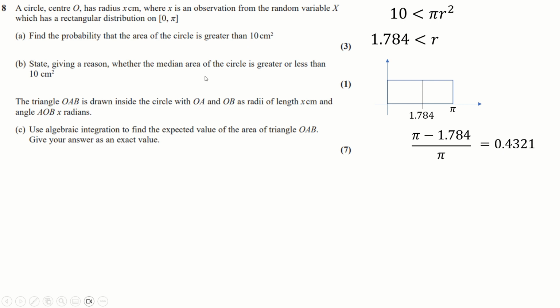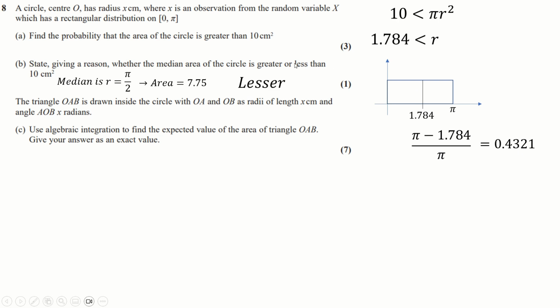State with a reason whether or not the median is bigger or less than 10. Now, there's a couple of ways you can do this, but what I just thought immediately was that the median is pi over 2, because that's halfway along this distribution. Pi over 2 is just halfway here. And of course, if you use r as pi over 2 in this formula here, you end up with an area that's less than 10. And so therefore, the median area, which is 7.75, is less than 10. You can do it much more directly by just looking at this and saying, because 10 was over 0.5 of the way, less than half the stuff is above 10. And so therefore 10 is bigger than the median.